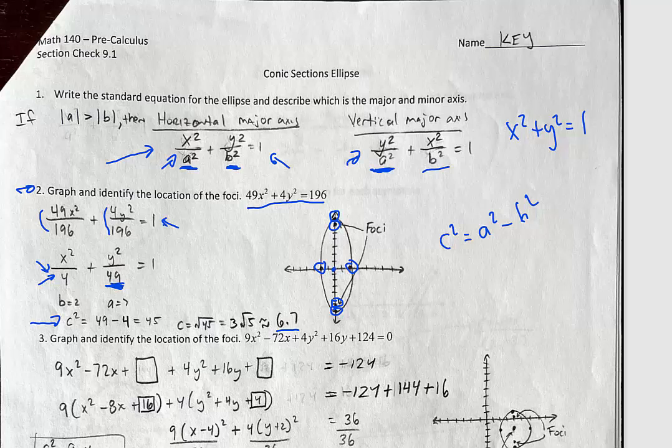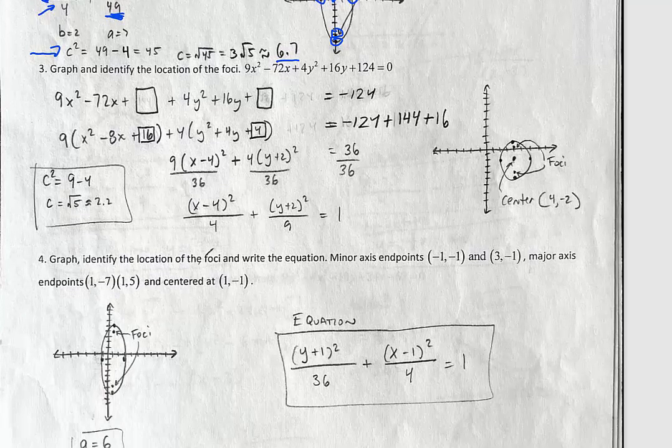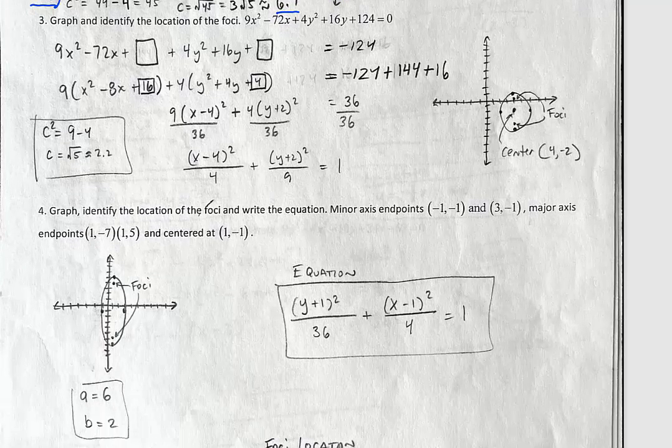All right. Taking a look now at question 3. Graph and identify the location of the foci. Well, so this one is going to be a little bit trickier here. We're going to have to use completing the square to do this. You'll notice I have some x terms here and some y terms, but let's look a little more closely at this. So here are my x's.